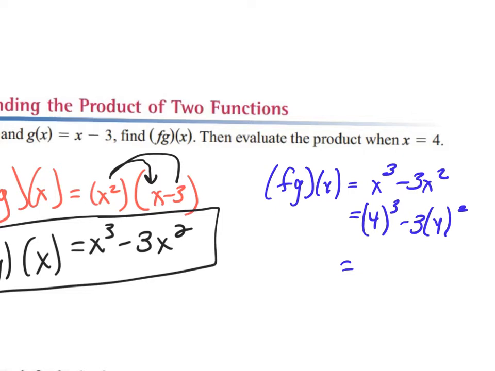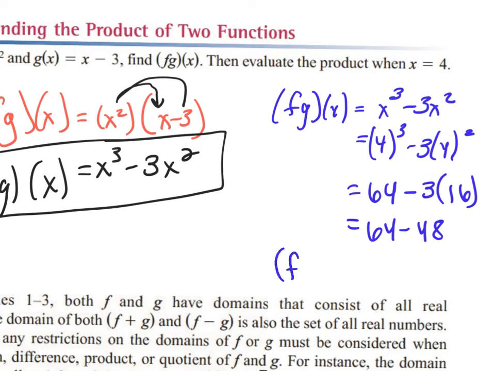What's 4 cubed? 4 times 4 is 16. Times 4 is 64. Good, 64. Minus 3 times 16? 48. So 64 minus 48 is 16. So your answer would be f times g of 4 equals 16. Oh, my handwriting is so bad.